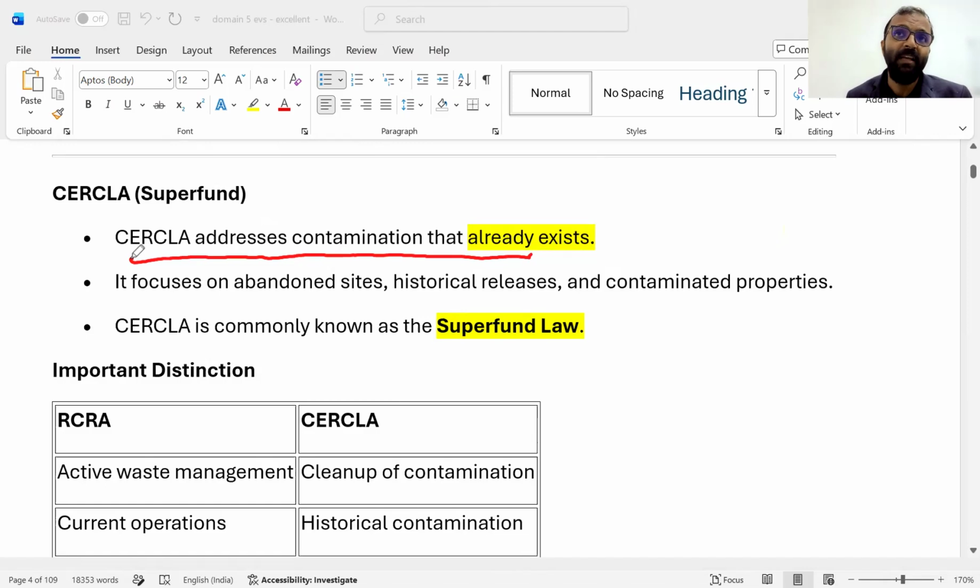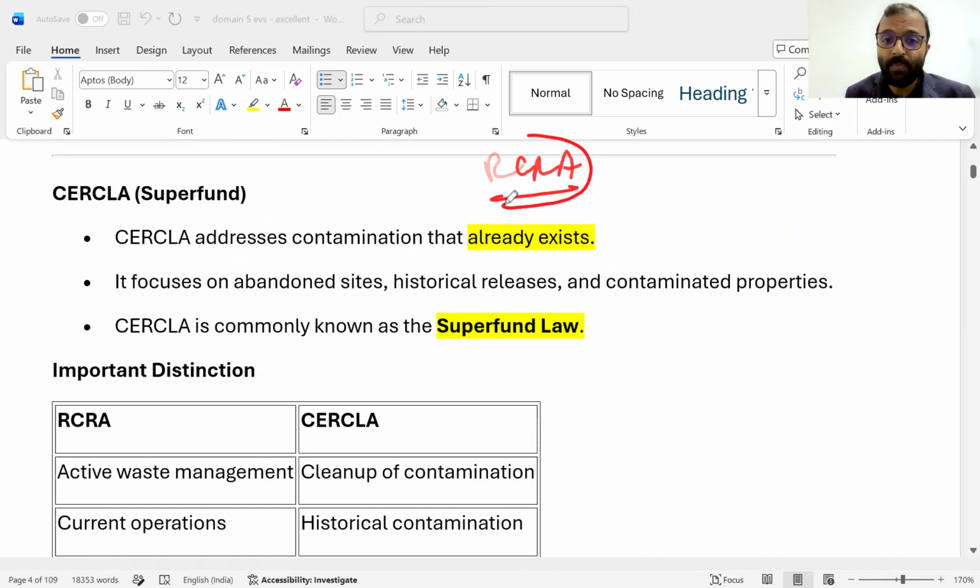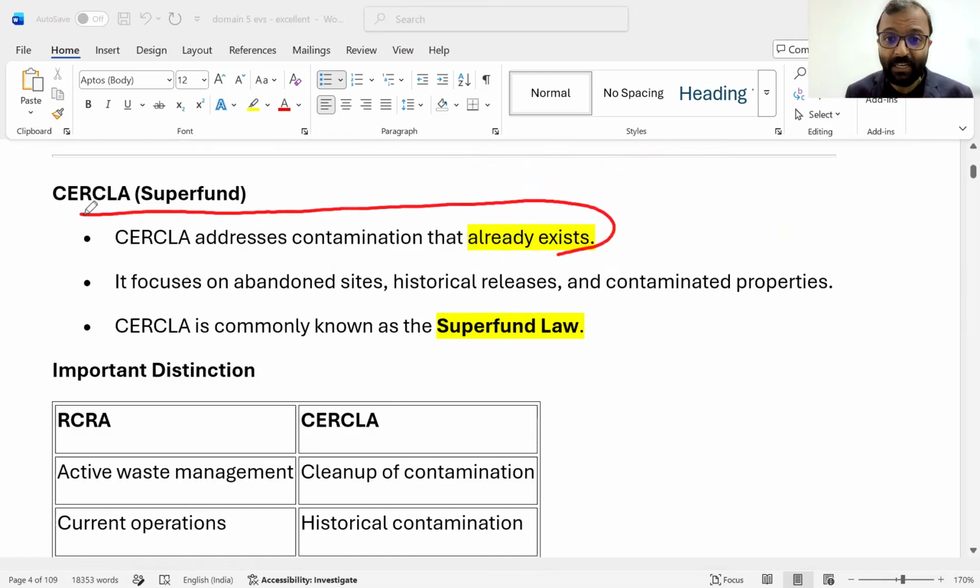This is very important. Your RCRA is what? RCRA is not already exist, but active waste को ही RCRA handle करेंगे. Active waste, the waste that is already there now. But CERCLA addresses contamination that already exists before, like 5 years, 10 years, or in the past year that has been already exist. Dump किया है. Dump किया हुआ waste is CERCLA.